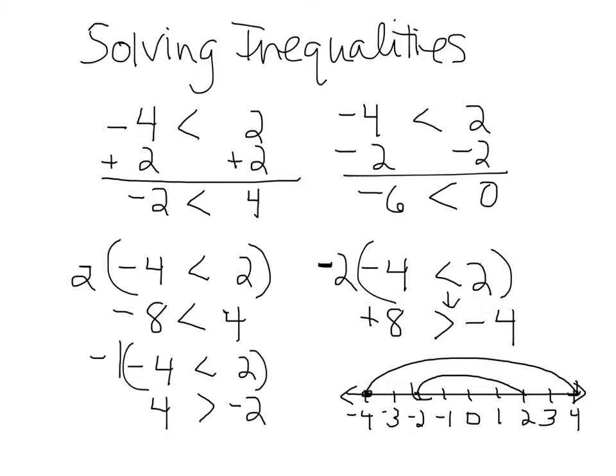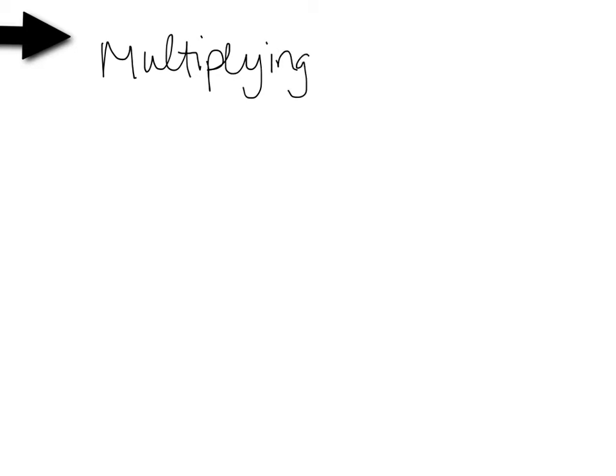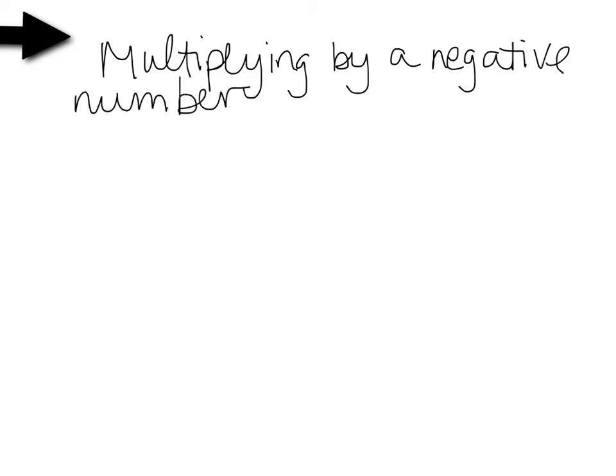So what we've learned from this is that when I multiply by a positive number, nothing changes. But multiplying by a negative number flips the sign.